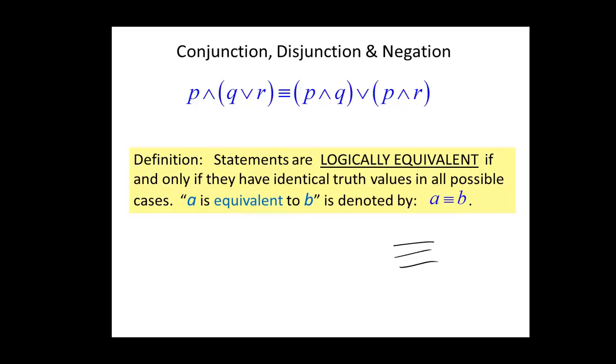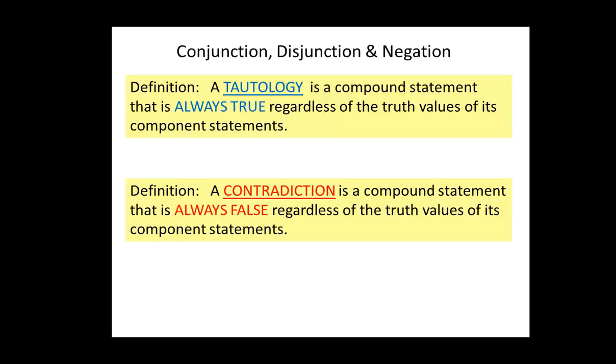A couple more definitions. A tautology is a statement which is always true. It doesn't matter what is true about the component statements. It's just always true. As opposed to a contradiction, which is always false, regardless of the truth values of its component statements. A quick example of each.